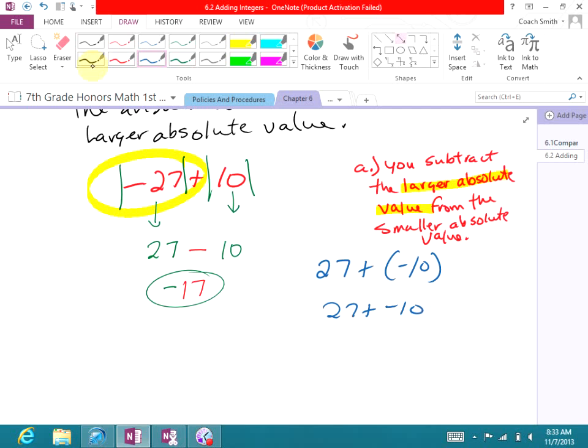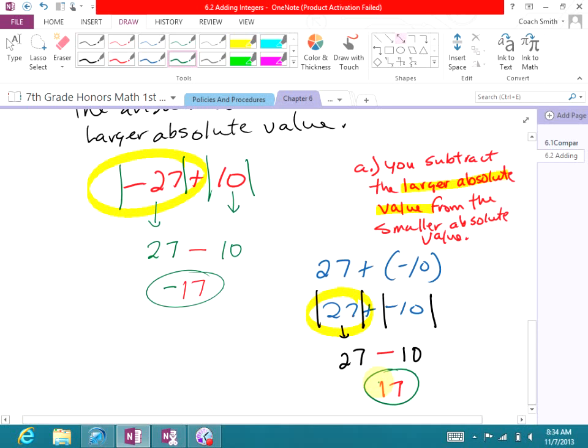Now, you still do the same thing with this problem. We still take the absolute value of 27 and the absolute value of negative 10. The absolute value of 27 is still 27. The absolute value of negative 10 is 10. We're going to subtract the two. 27 minus 10, and then the larger absolute value is positive. So it's just a positive answer. Okay, so those are the two types of positive and negatives. It does not matter which one is listed first. All right, so let's look at another one.